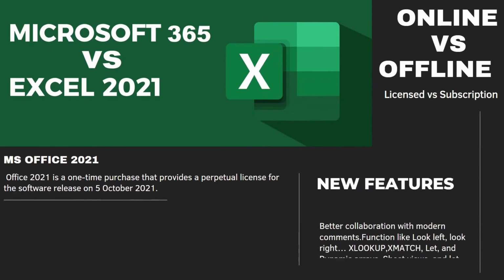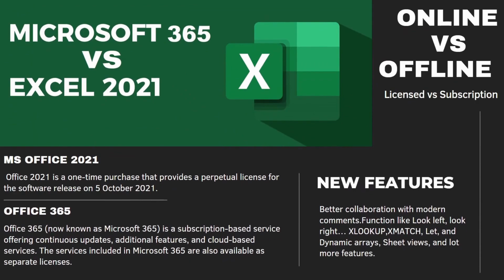On October 5, 2021, Microsoft finally introduced MS Office 2021. In this new version of Excel, they introduced new features like XLOOKUP, XMATCH, LET, dynamic arrays, and a lot of new features. These features will work both in Office 365 as well as MS Office 2021. Like I already said, if you want a licensed version, you can go for MS Office 2021, or else you can pay monthly or annually and get the subscription-based Office 365.